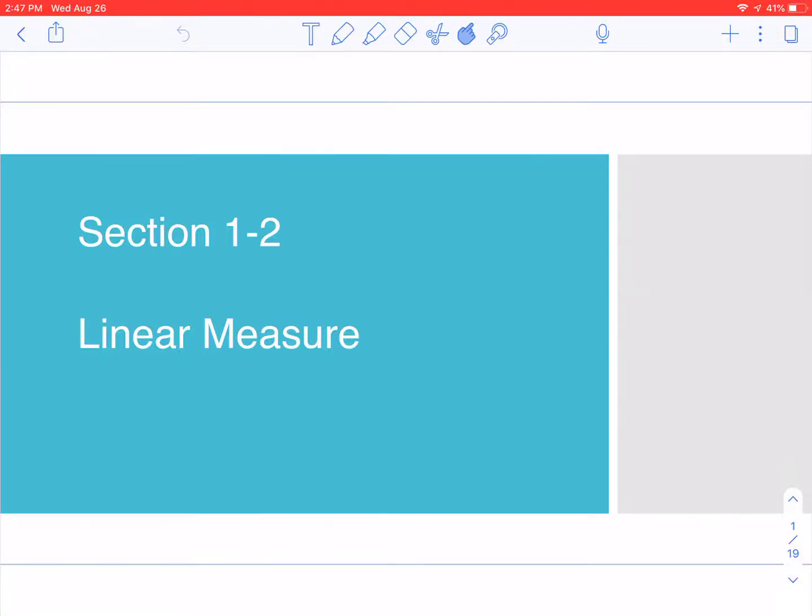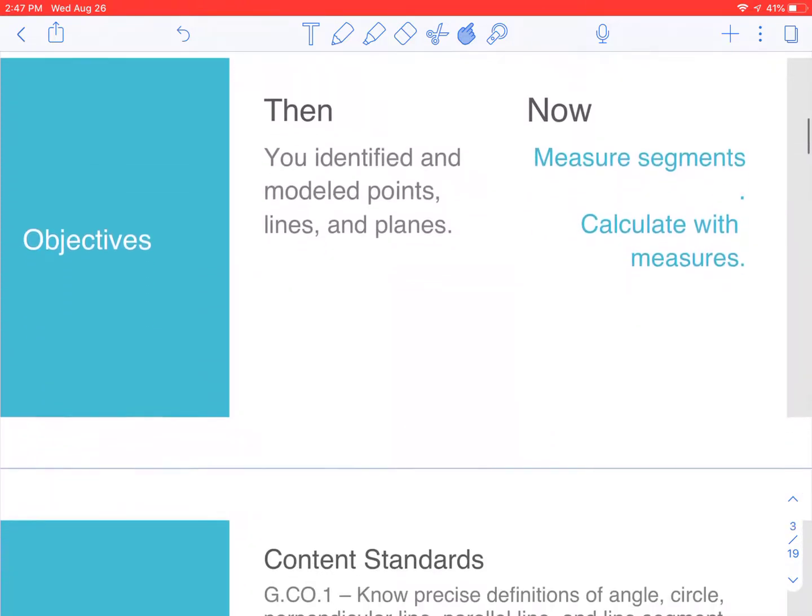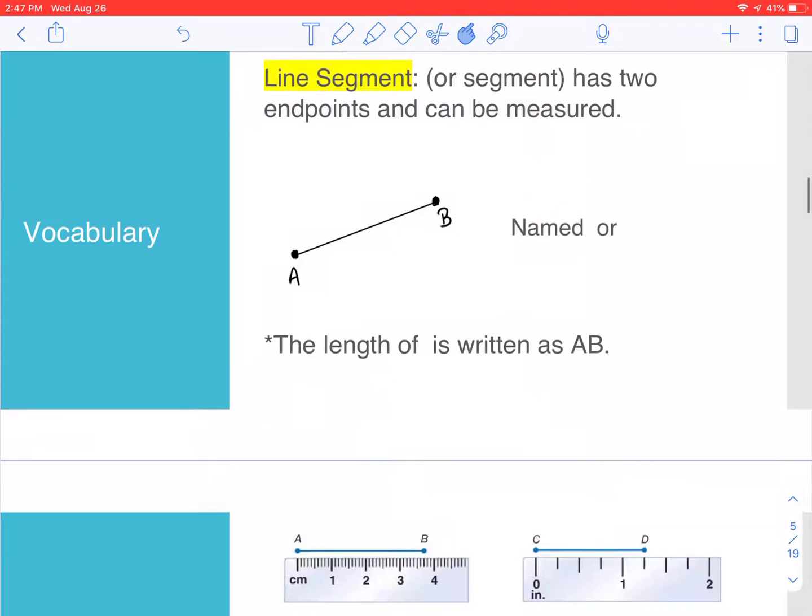Here we are, section 1-2, linear measure. Remember, linear means straight line. Okay, so we're going to talk about that.